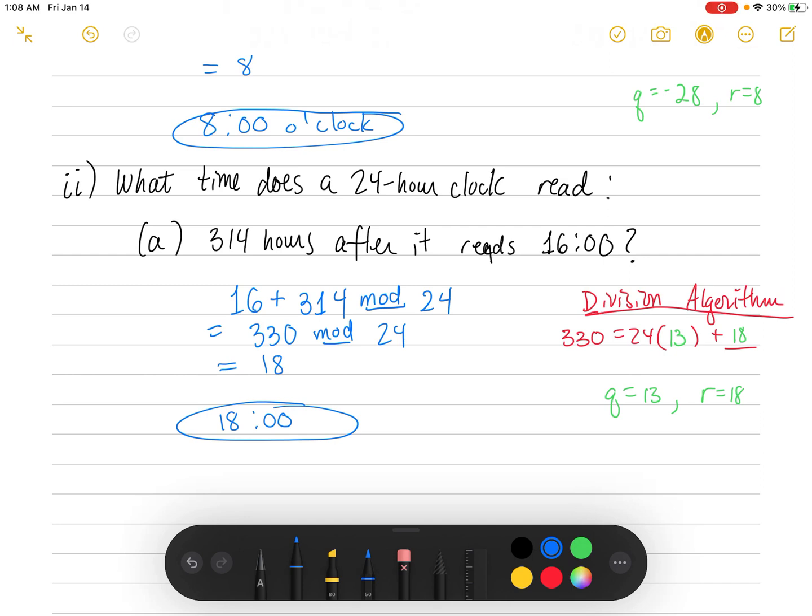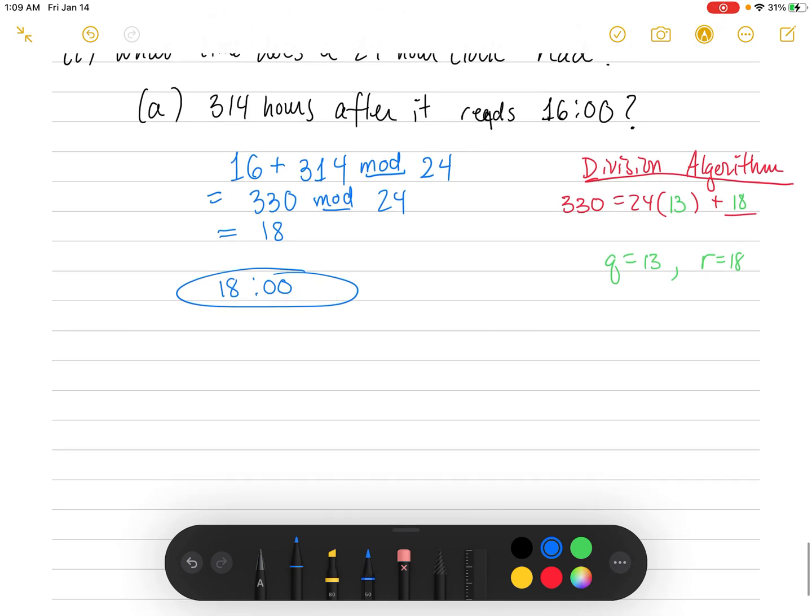So what is this saying? This says basically 13 days go by. The quotient here is not the number of rotations, it's the number of days, because a 24-hour cycle is a day. So 314 hours after 16 o'clock would be 13 days later, and then it would be 1,800 hours in military time, 18:00. That would be 6 p.m., basically. But we want to write it in military time, 1,800 hours.